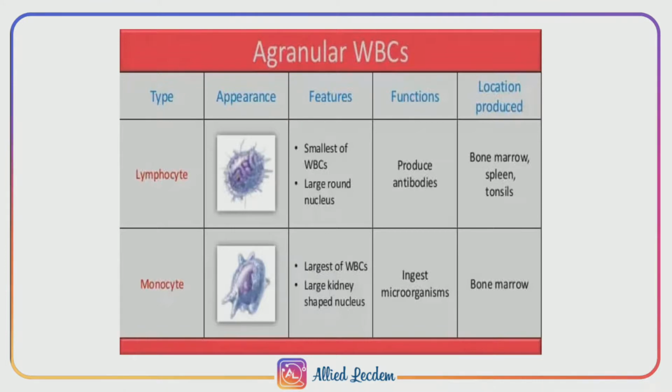Next are the monocytes, which are present at 6 to 8% in WBC. Lifespan is about 10 to 20 hours. Monocytes become macrophages in tissue, which are phagocytic in nature and engulf bacteria and other cellular debris.